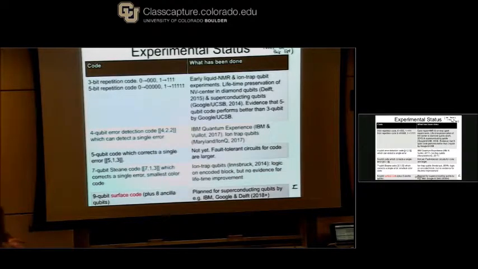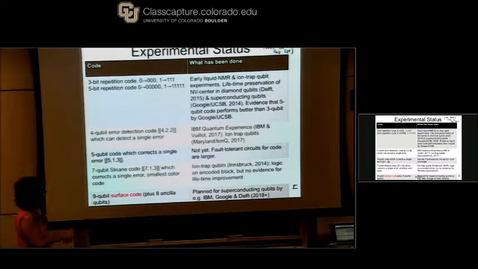But clearly, this is not completely fair, because if you do computation on your encoded qubits and the encoded gate takes much, much longer than an unencoded version of that gate, then your lifetime had better be much, much longer, right? So you really would like to look at the time it takes to do a certain gate versus your lifetime.